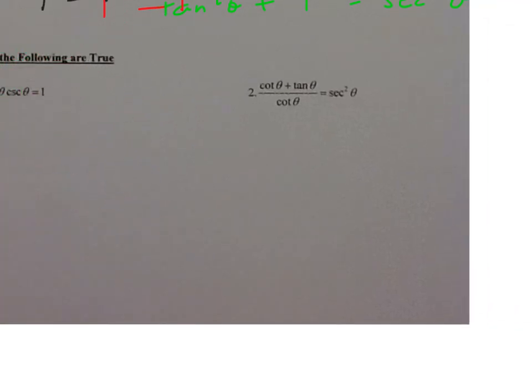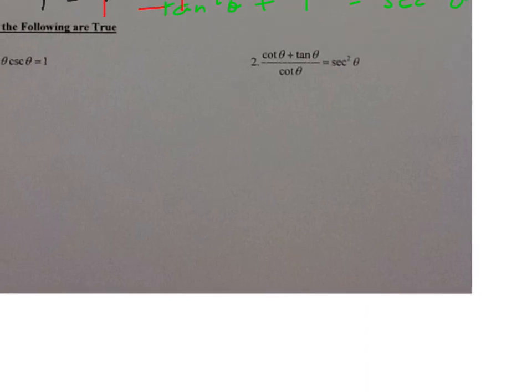So what I'm going to do with number 2 is I'm going to leave secant squared theta. I want to get the left side to come out to be secant squared theta. All right, so we have cotangent theta plus tan theta, all over cotangent theta. So I'm just going to split this up. So this here is actually cotangent theta over cotangent theta plus tan theta over cotangent theta. And I want to show that equals secant squared theta.